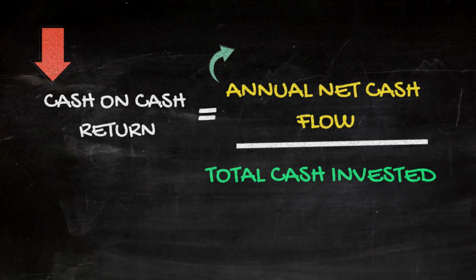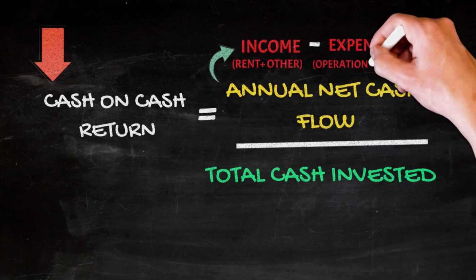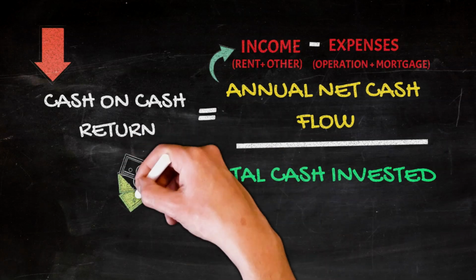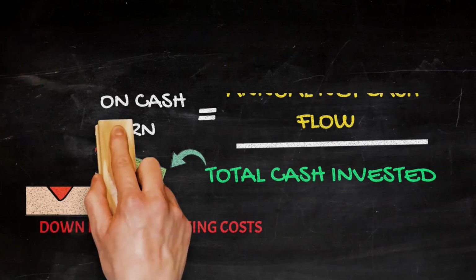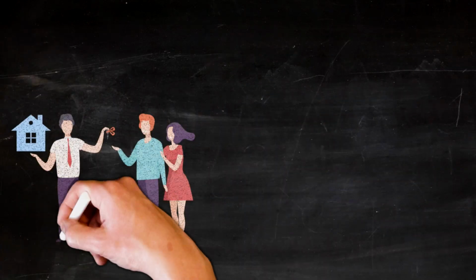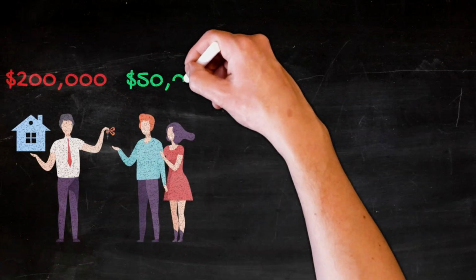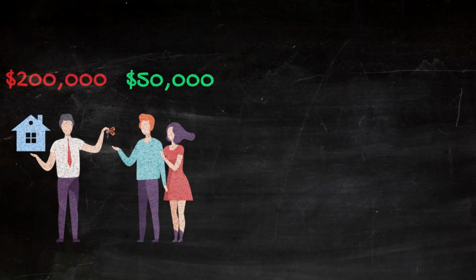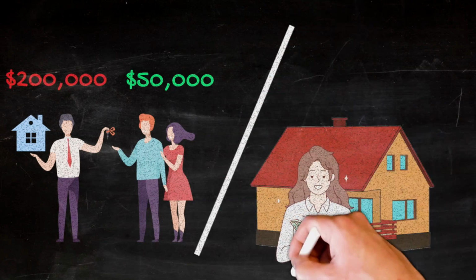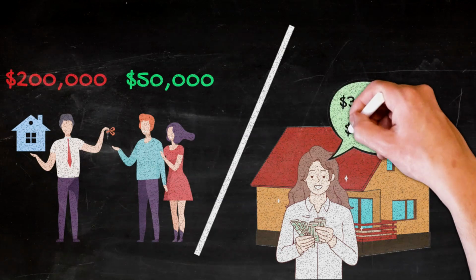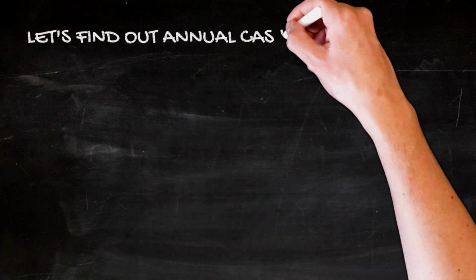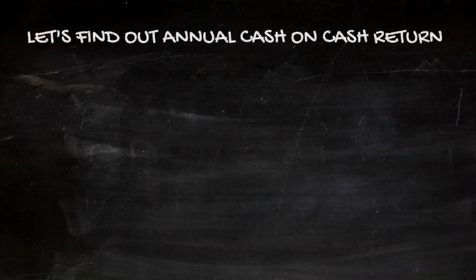The net cash flow is the property's income from rent and other sources minus its operating expenses and mortgage payments. The cash invested is the amount of money that you put into the property, including the down payment and any closing costs. For example, let's say you buy a property for $200,000. You spend $50,000 on the down payment and closing costs. And let's say that your property's gross rental income is $36,000 per year, and all of your combined expenses are $26,000 per year.